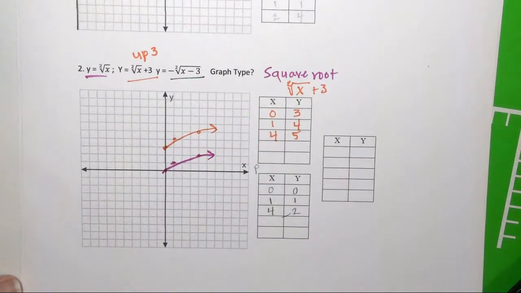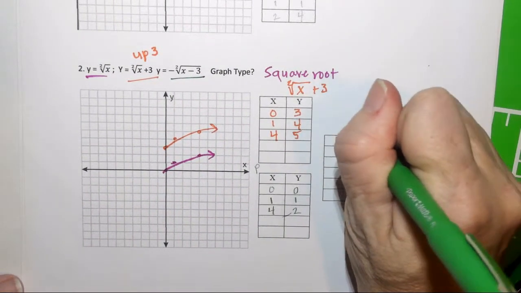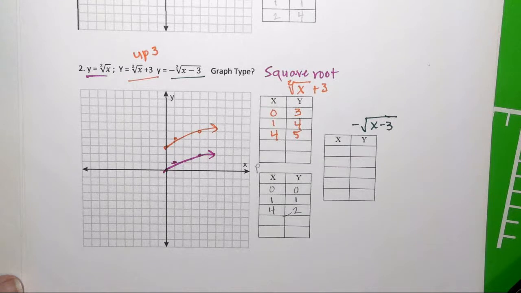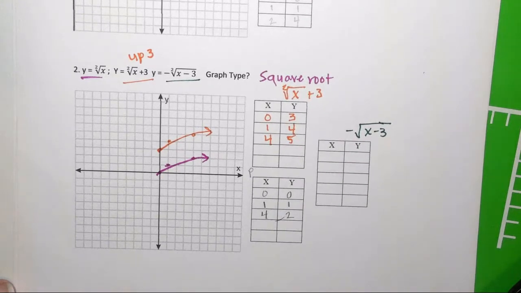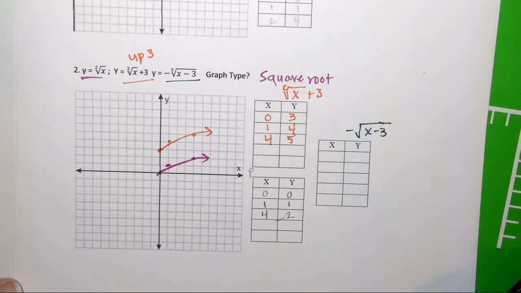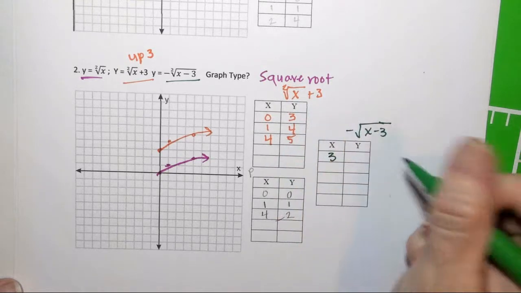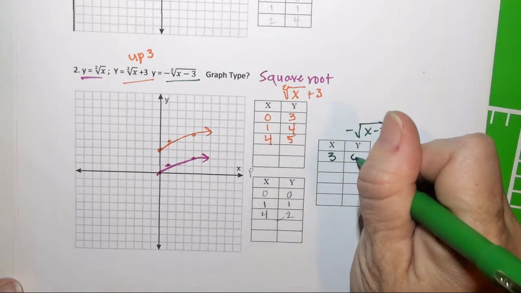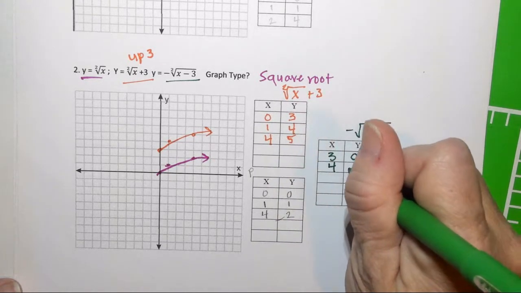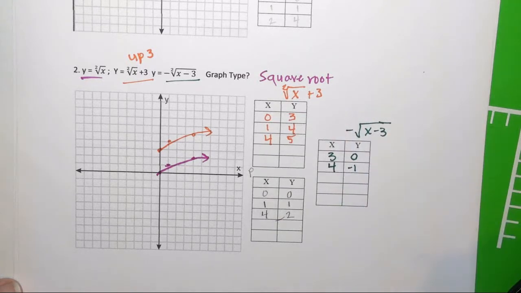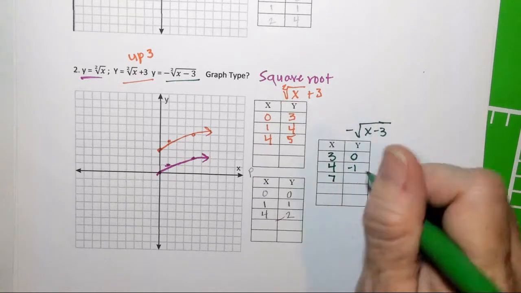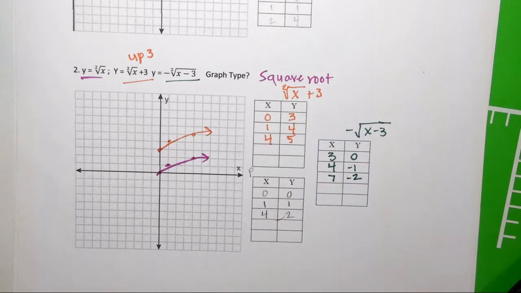All right, and our third graph on this example is the square root of x minus 3, and now the x minus 3 is all together underneath the square root sign. So we're going to have to put some numbers in our t-table here that are going to force this to be a perfect square and make these numbers easier to graph. So let's do 3, because 3 minus 3 is 0, and 0 does not get the negative sign. Let's try 4. 4 minus 3 is 1. Square root of 1 is -1 when you put that negative sign with it. And then 7 minus 3 is 4. The square root of that is 2, and then our negative sign makes that a -2.